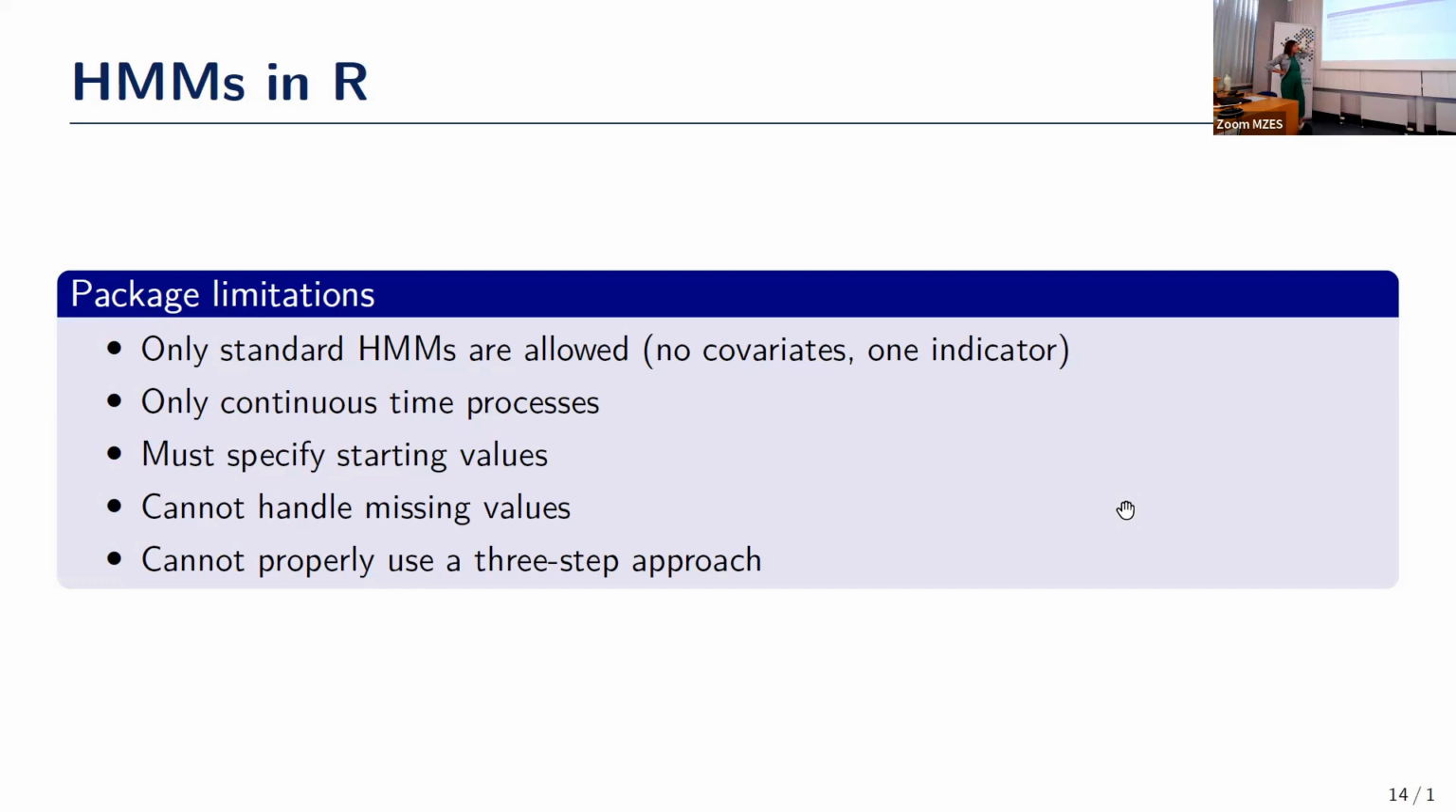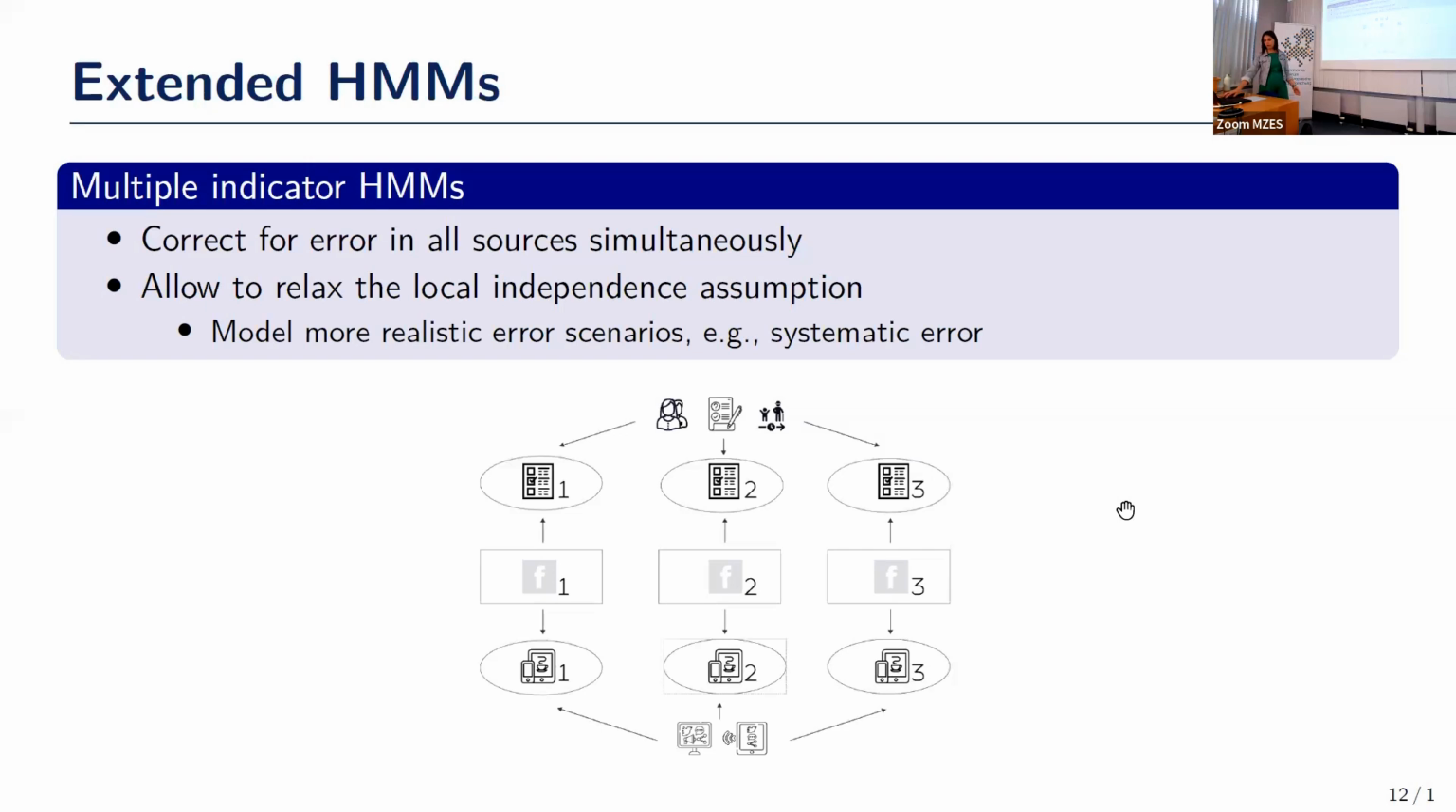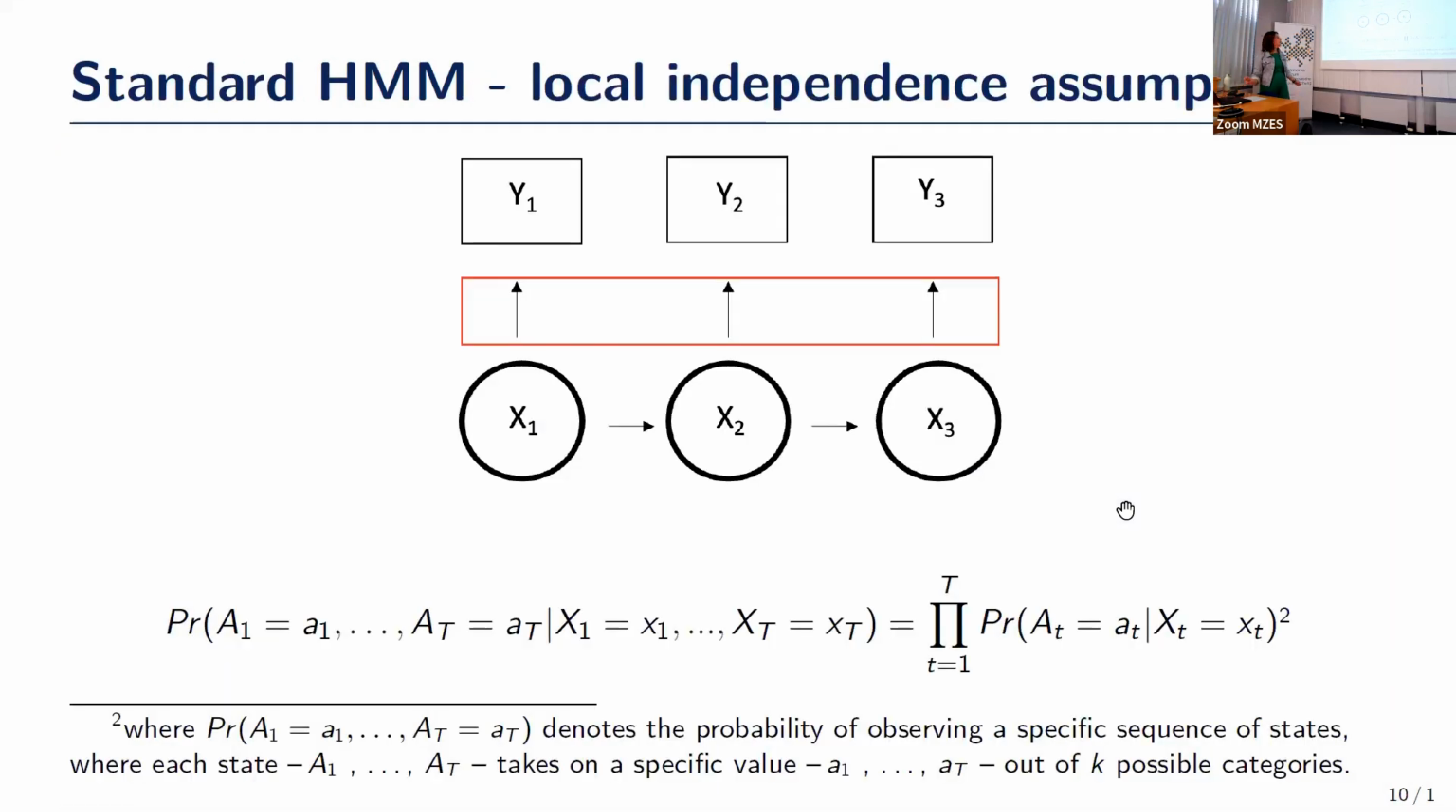And what I find quite important is that they cannot properly use a three-step approach. What I mean here, if we go back to the basic one, is that often we want to separate the methodological part from the substantive research we do after. So we correct for measurement error, we obtain more accurate, we'll never say error-free, but error-corrected data. And then we want to use this error-corrected data to do further analysis.